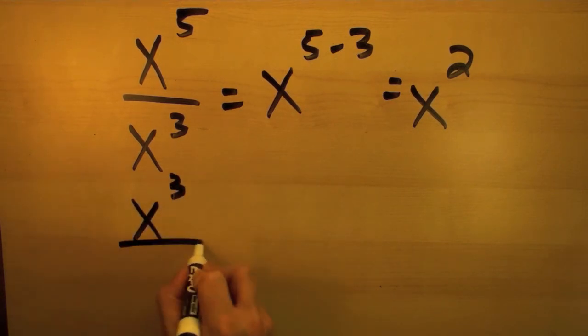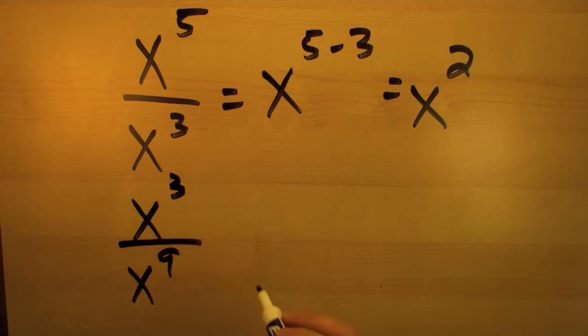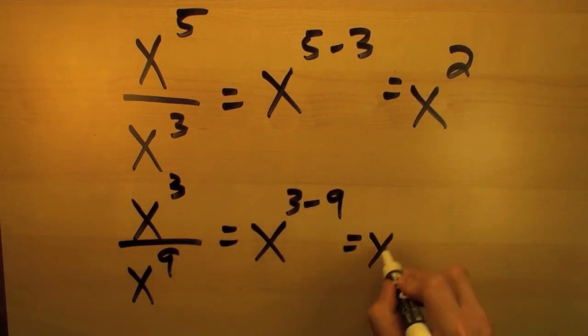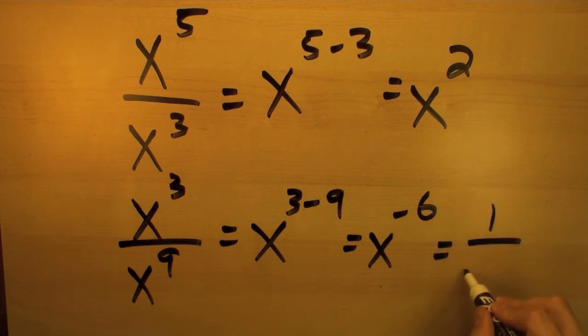Likewise, if we have x cubed over x to the 9th, this will be x to the 3 minus 9, or x to the negative 6, and we don't like to leave our answers with a negative exponent, so we will move that down to the bottom and change the sign.